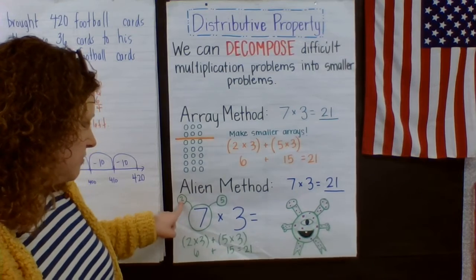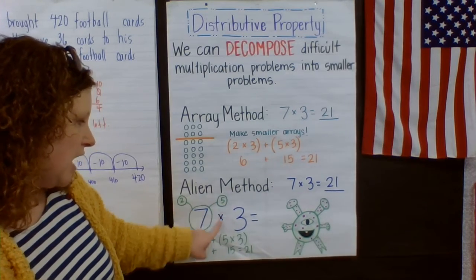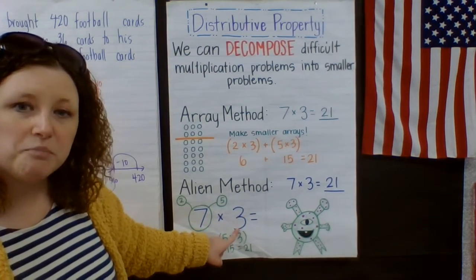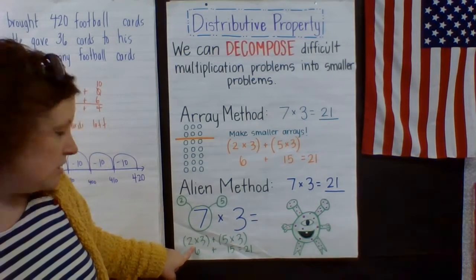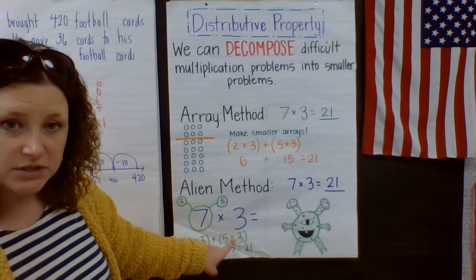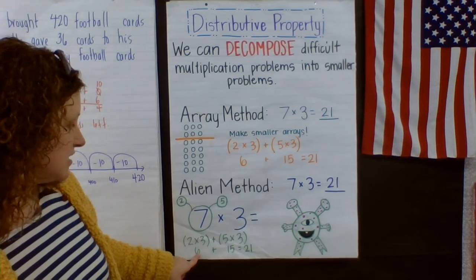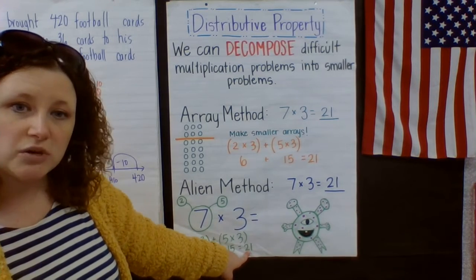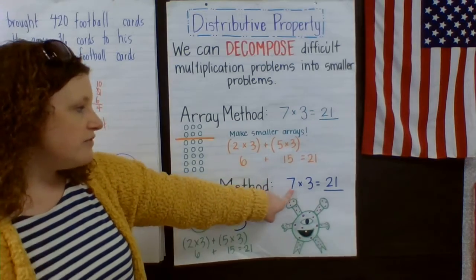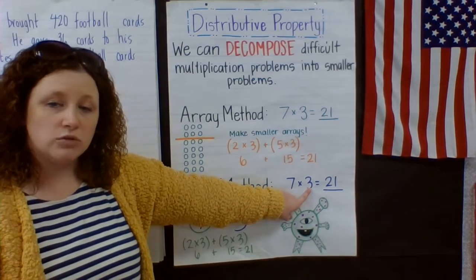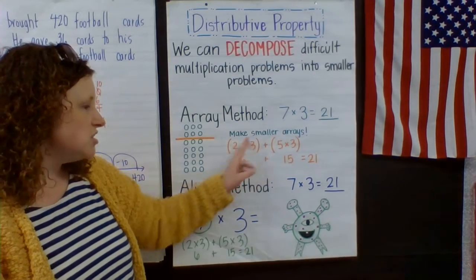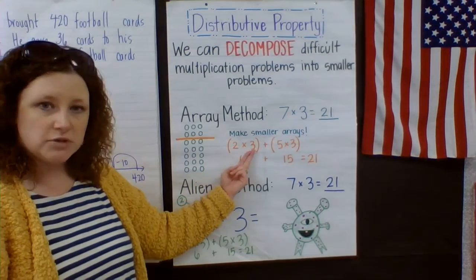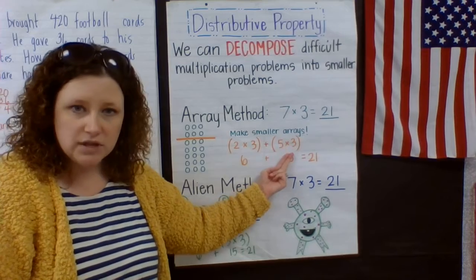And so I separated my 7 out into 2 and 5, and I know I have to still multiply both of those numbers times 3. So 2 times 3 plus 5 times 3 is the same as saying 6 plus 15 equals 21. So we know that 7 times 3 equals 21, and it's the same as these two equations grouped together, 2 times 3 plus 5 times 3.